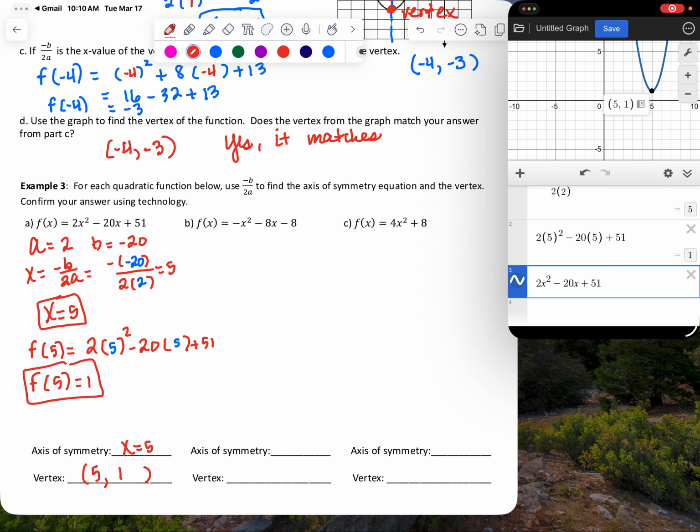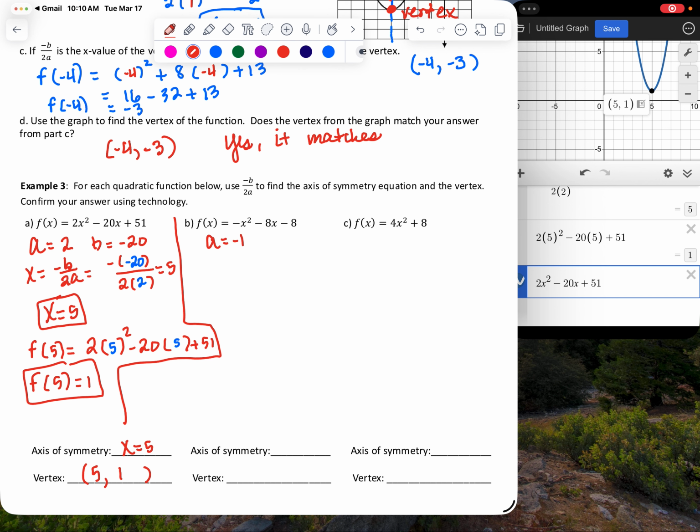All right, next problem. We have f of x is equal to negative x squared minus 8x minus 8. So let me kind of separate this problem because I don't want them to get mixed up here. In this problem, the value of a is -1 and the value of b is -8. You've got to be real careful when you're dealing with negatives here. It's important that you type them into your calculator correctly.